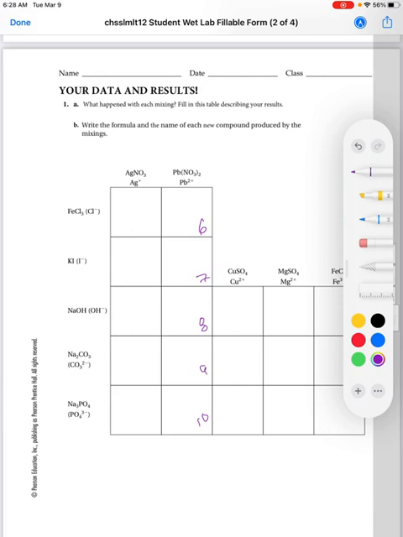So number 8 is lead 2 hydroxide with a white precipitate, and the formula is Pb, parenthetically OH2, because I need 2 of these hydroxide polyatomic anions. The next one down is lead 2 carbonate, PbCO3. We've made a new precipitate.